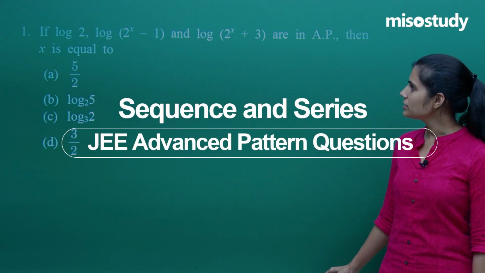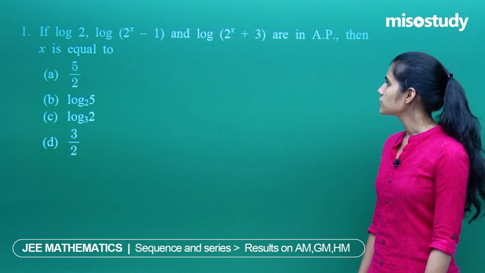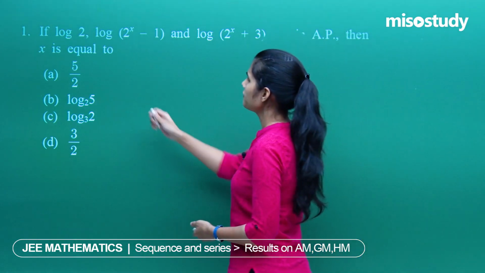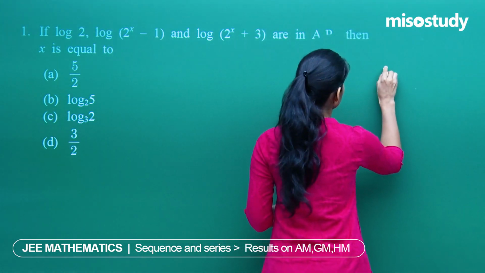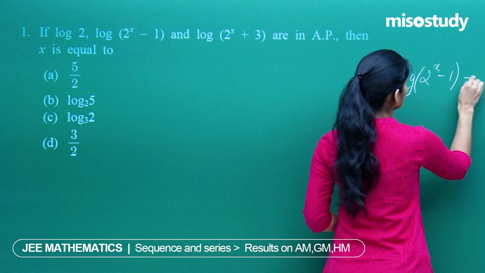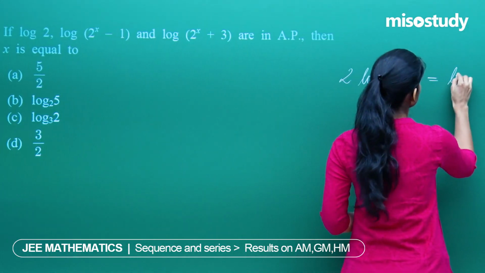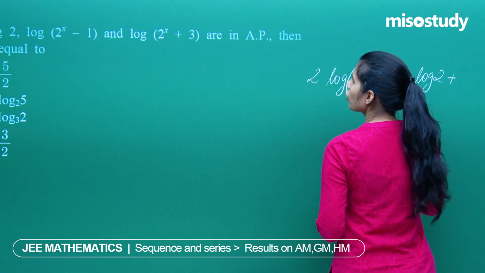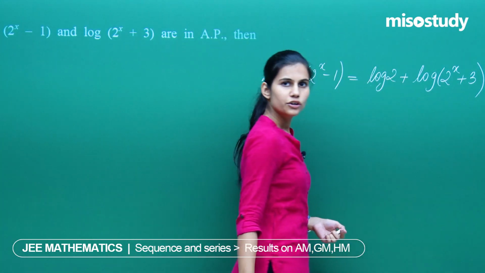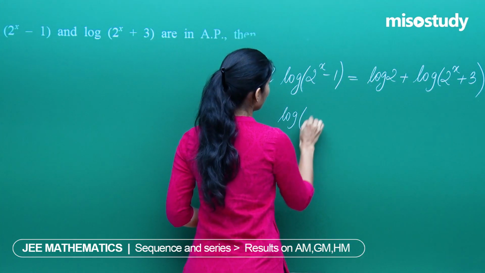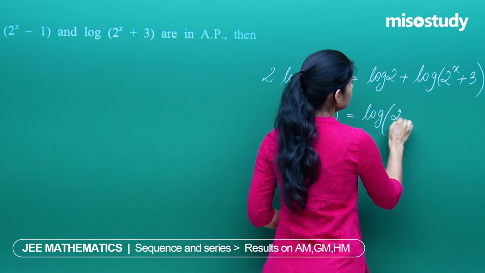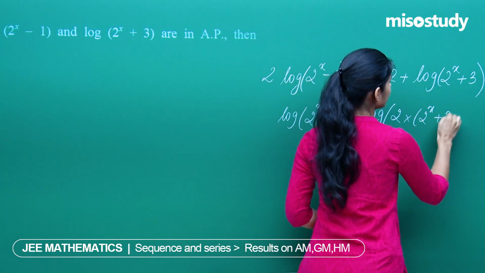Clear? First question is, if log of 2 to the power x minus 1 and log of 2 to the power x plus 3 are in AP, then what is the value of x? The very fact that these three terms are in AP means that twice of log of 2 to the power x minus 1 is equal to log 2 plus log of 2 to the power x plus 3. Right. So from here you get log of (2 to the power x minus 1) whole square equals log of 2 into 2 to the power x plus 3.